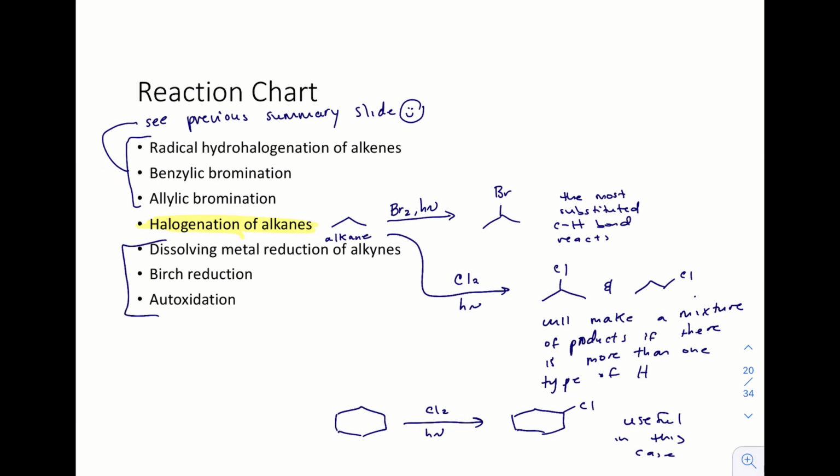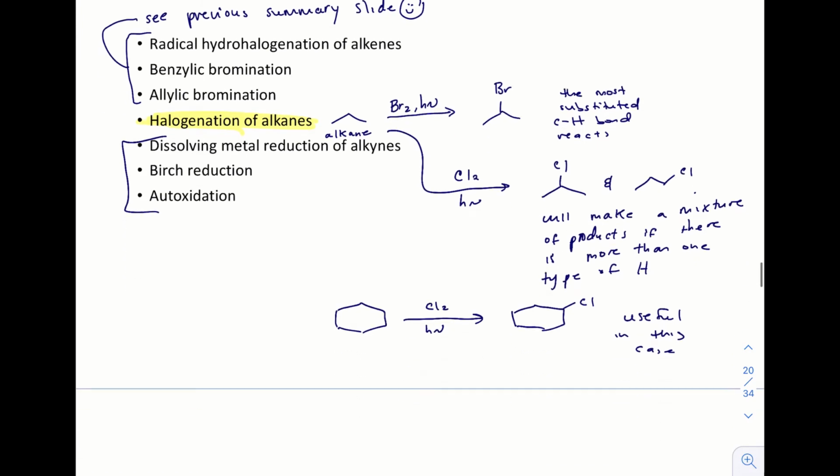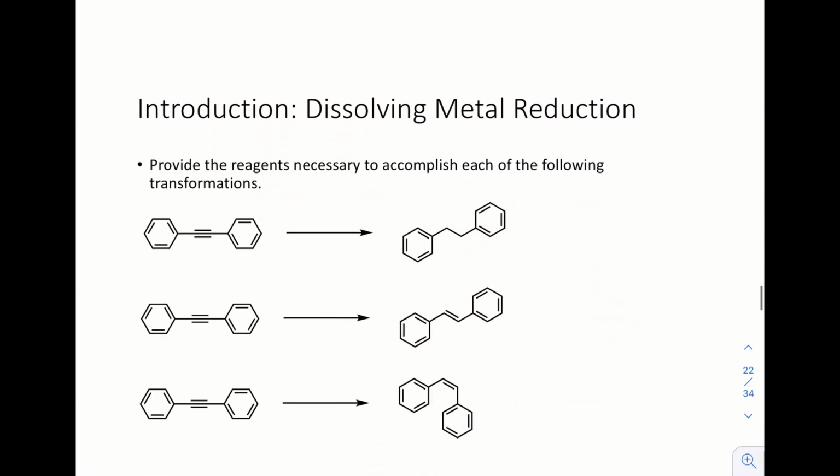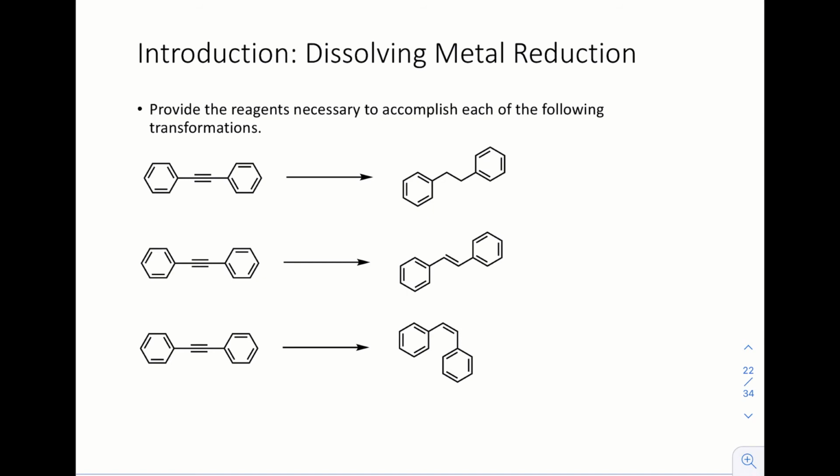3 more reactions: dissolving metal reduction, Birch reduction, and Ott oxidation. These are all very exciting reactions. Let's get to it. We will begin with a review. So provide the reagents necessary to accomplish each of the following transformations.